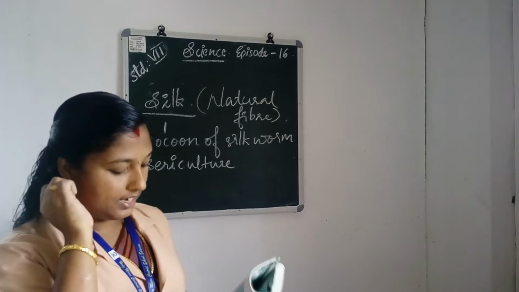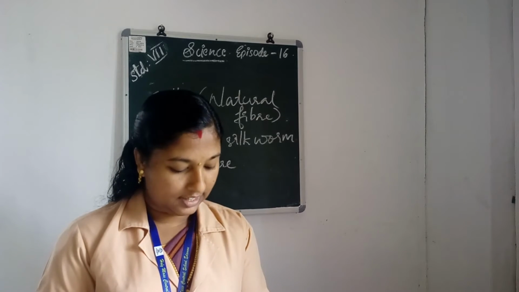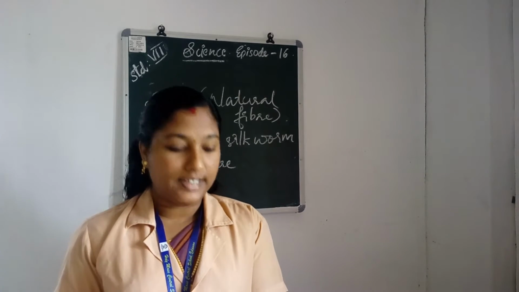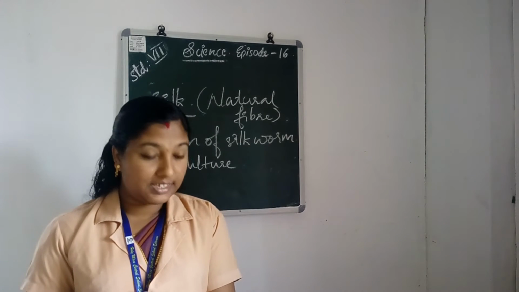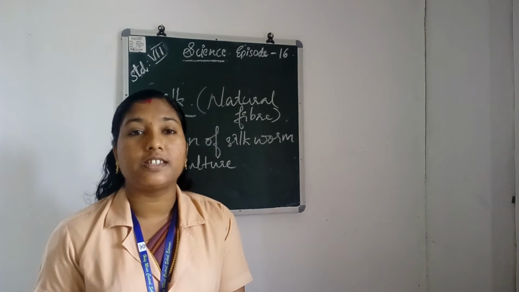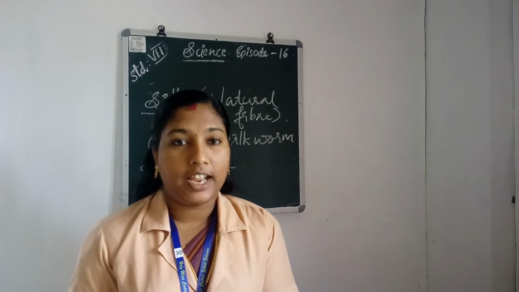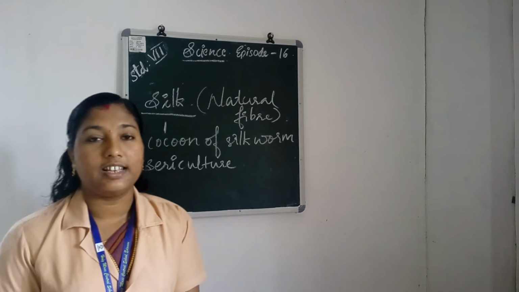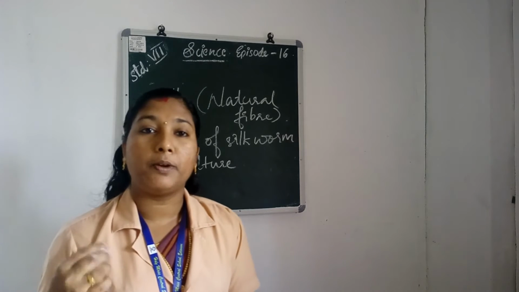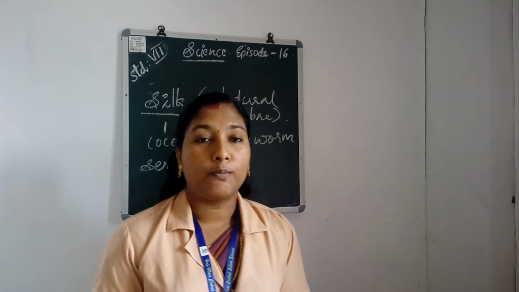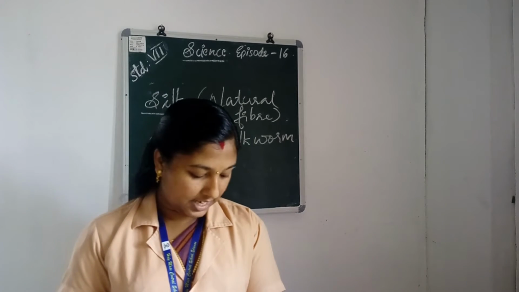It's called sericulture. In your textbook, page number 28, about silk is given. Silk fibers are also animal fibers. Silkworms spin the silk fibers. The rearing of silkworms for obtaining silk is called sericulture. For what purpose do we do this rearing? For obtaining the silk. That is called sericulture.